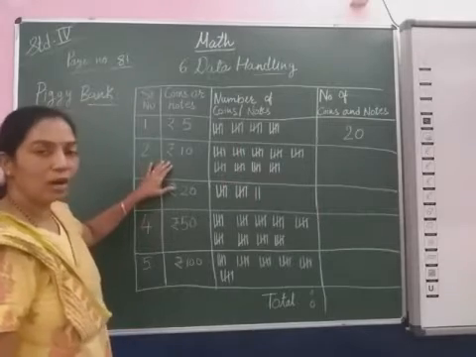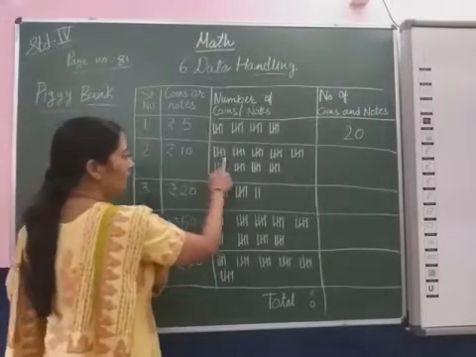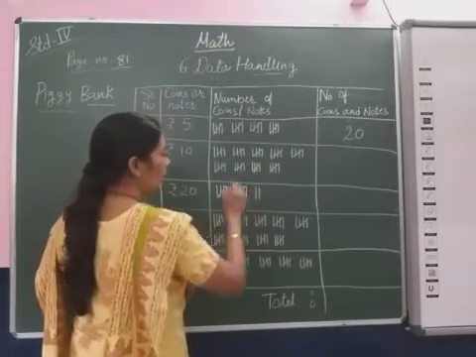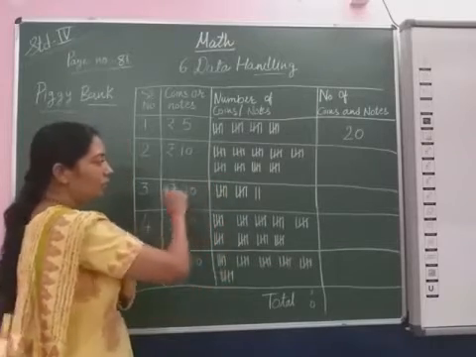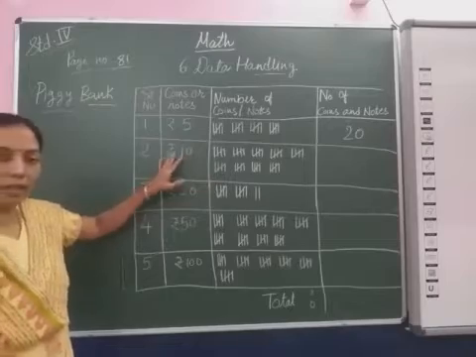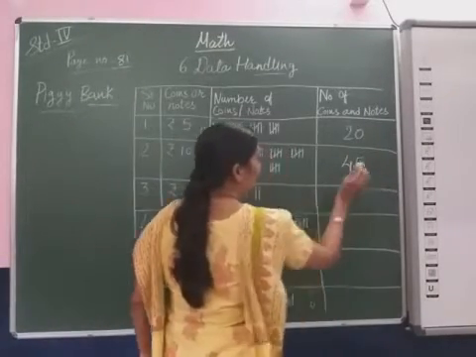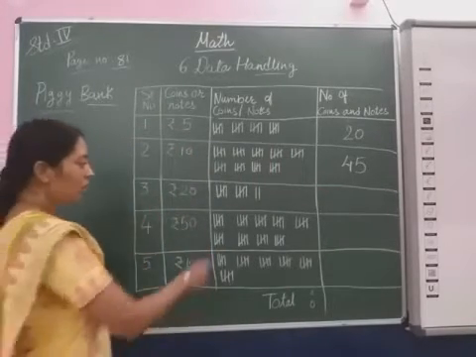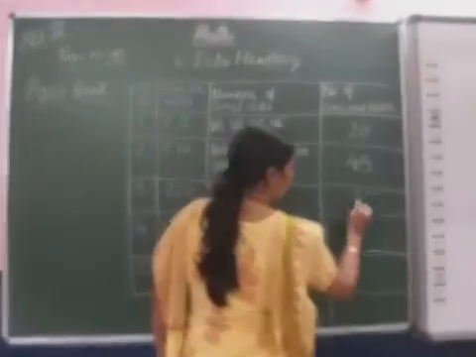Now we have to count here rupees 10: 1, 2, 3, 4, 5, 6, 7, 8, 9. 9 fives are 45. So 45 notes he found in the piggy bank. So we will write here 45. Now rupees 20 note: 1, 2, 10, 11, 12. 12 notes.